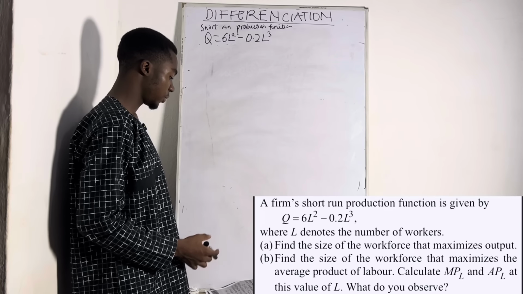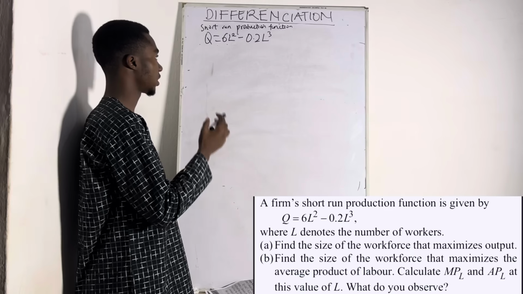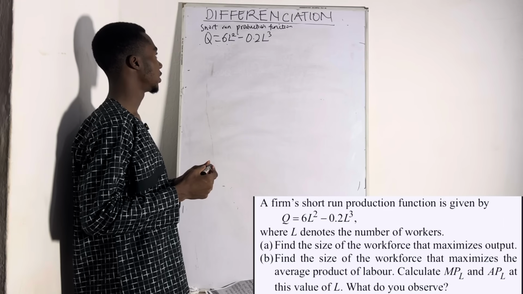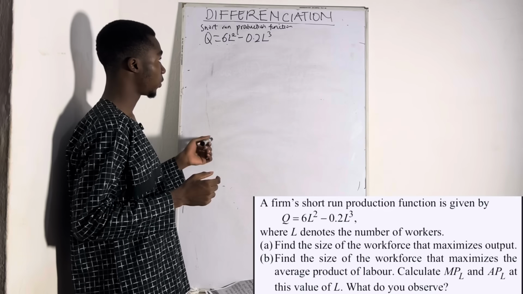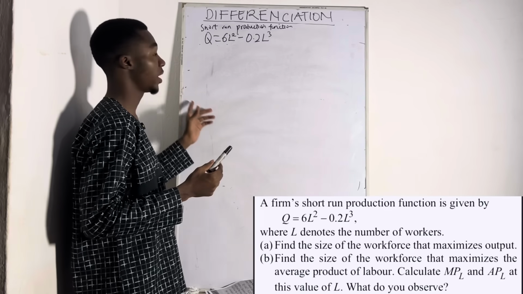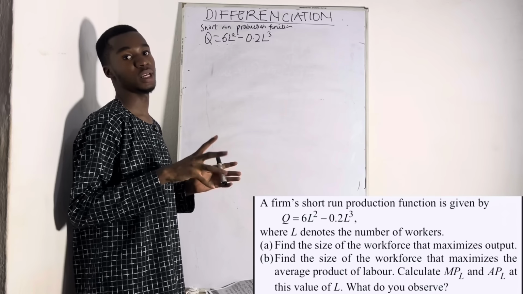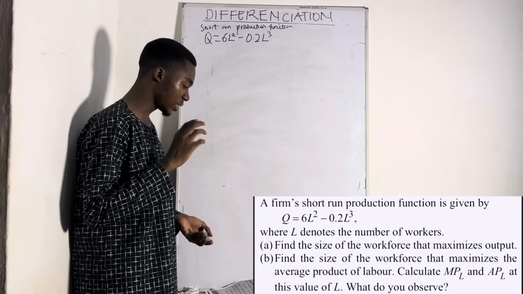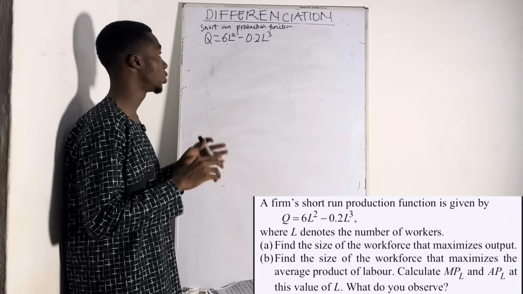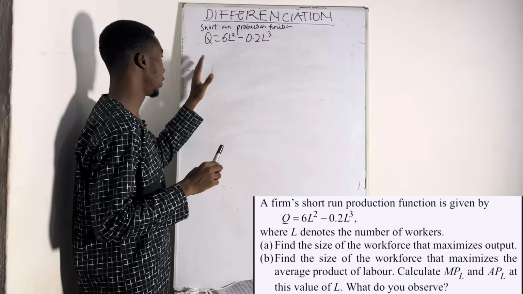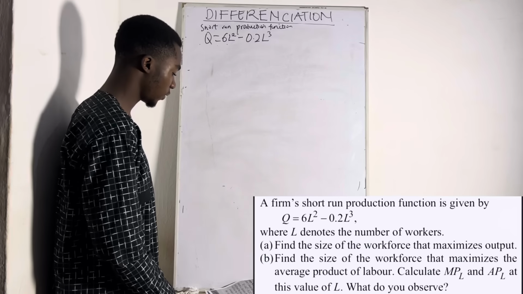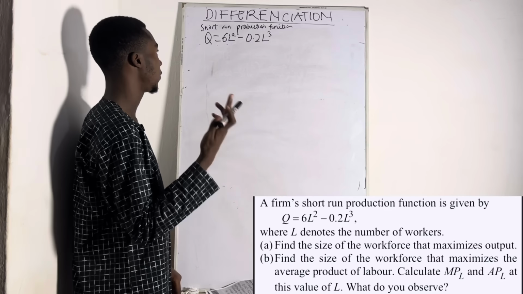And A says that we should find the size of the workforce that maximizes output. All right. When you ask for the size of the workforce that maximizes output in the short-run production, the output always depends only on the labor. That's why you can use differentiation to solve a question like this. So anytime they give you a question where you see short-run production, you solve it like this. You get it? So now, to find the size of the workforce that maximizes output, it's the same thing we've been doing.